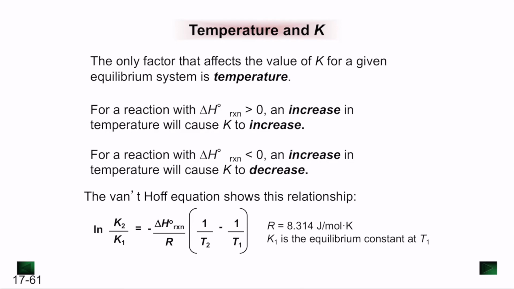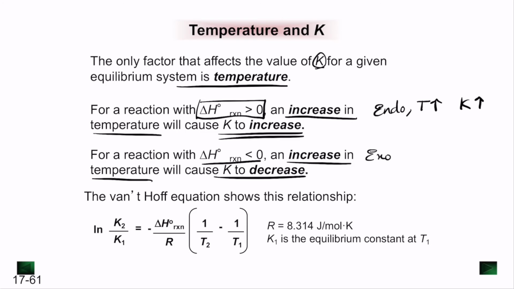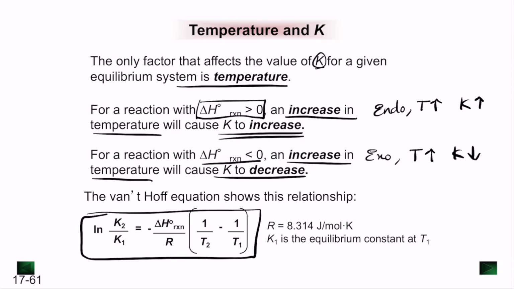Now, temperature is the only quantity that can affect the value of the equilibrium constant. So when you have a reaction that is endothermic, where delta H of the reaction is greater than 0, an increase in temperature will generally cause K to increase. Now, when you have an exothermic reaction and an increase in temperature, K will decrease. So when it is endothermic and the temperature increases, K will also increase. When it is exothermic and the temperature increases, K will decrease. Now the van 't Hoff equation generally shows this relationship, written as ln(K2/K1) = -ΔH reaction / R times (1/T2 - 1/T1).